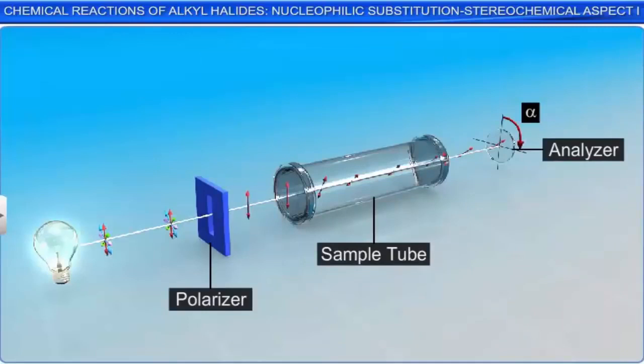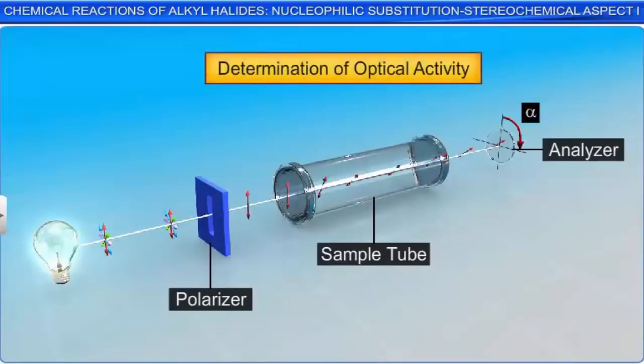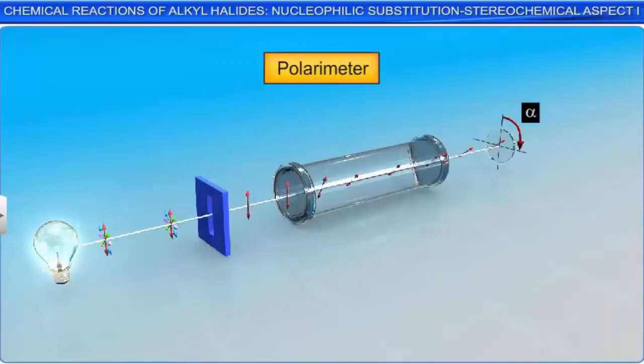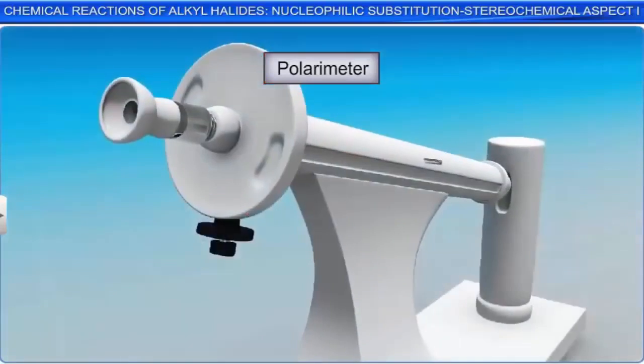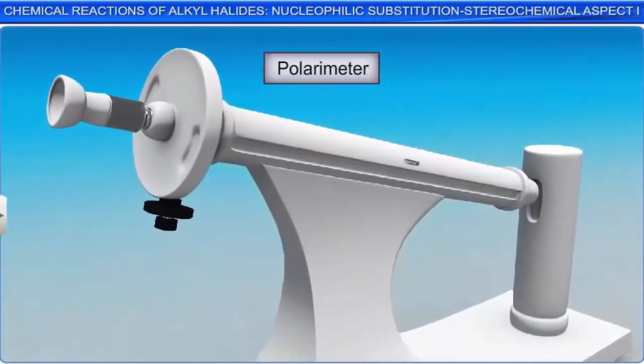Let us see how this rotation of the plane of polarized light, or optical activity, can be detected. The angle by which plane polarized light is rotated is measured by an instrument called a polarimeter. It consists of a light source, two lenses, and a tube between the lenses to hold the substance that is being examined for optical activity. This arrangement is schematically represented as shown here.